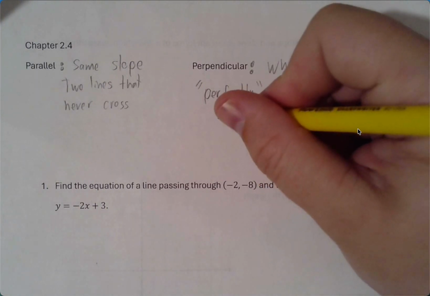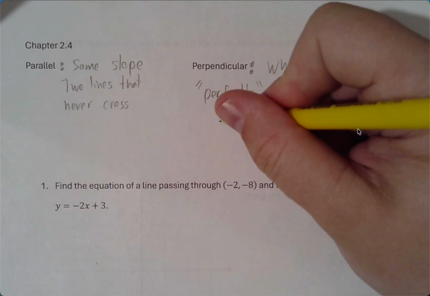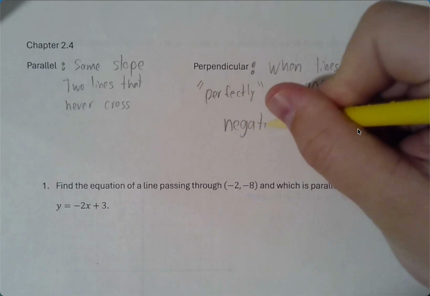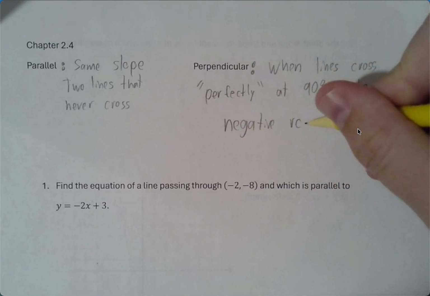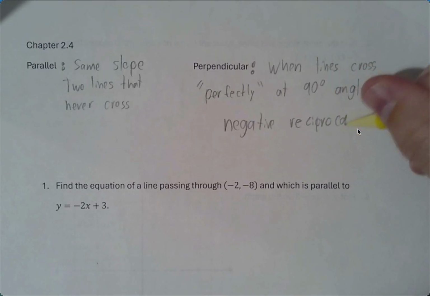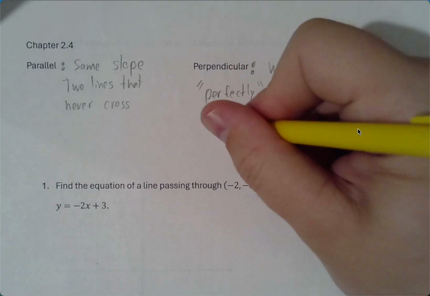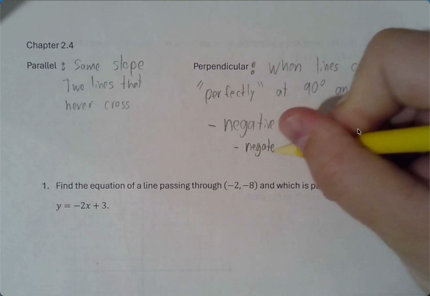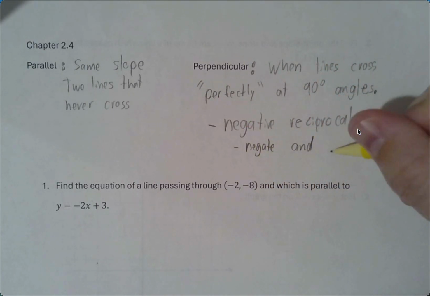Okay, now what does that mean our slope is between these two lines? It means negative reciprocal, which is a very fancy mathematician's way of saying negate and flip.